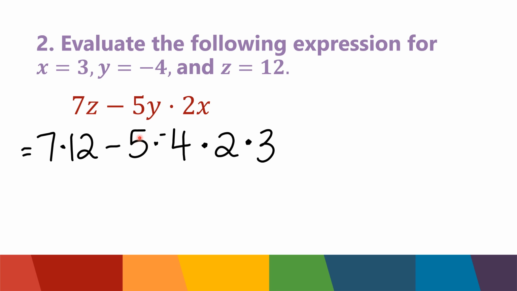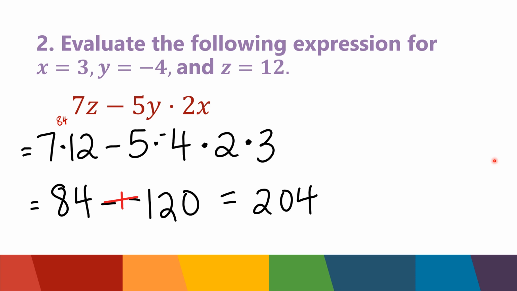And then we have 5. So let's just keep track of that up here. That's going to be 84. And now looking at the right-hand side of my expression here, well, let's just do 5 times negative 4, that's negative 20, times 2 is negative 40, times 3 is negative 120. Okay. So 84 minus negative 120. Double negative becomes a positive. Add those together, that becomes 204.